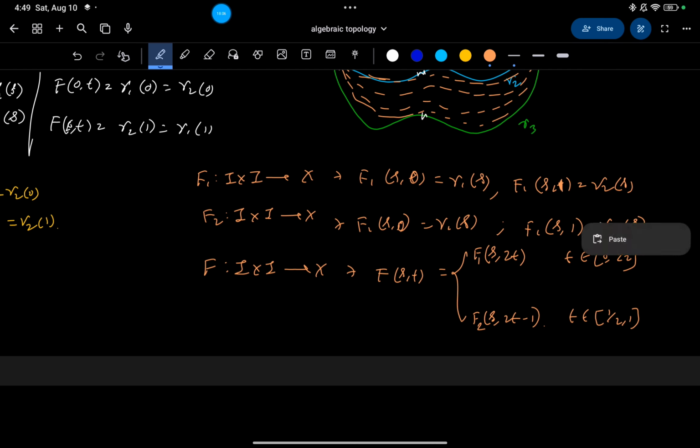So this is how one can easily prove that homotopy between two maps is an equivalence relation. All right.